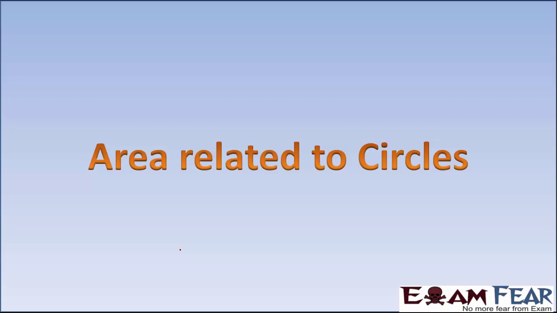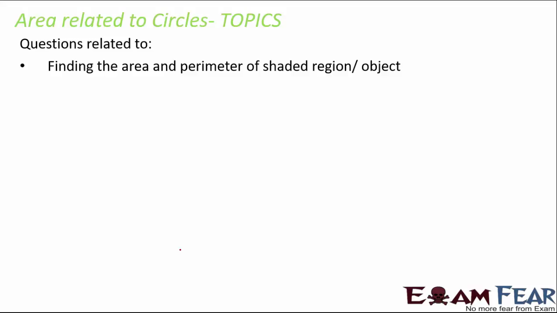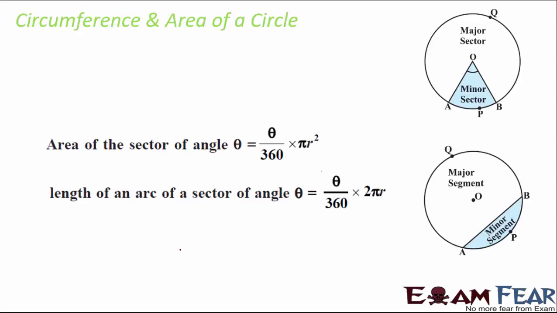Moving ahead to the next lesson, that is areas related to circles. From this lesson, you can expect 2 to 3 questions, mostly from the concepts of area and perimeter of shaded regions or objects. You will get different types of diagrams. It could be a sector, or a circle inside a quadrilateral or a triangle, and then you will be asked to find the areas of certain regions. So let's do a very quick recap of the concepts in this lesson, which primarily consists of circumference and area of a circle.